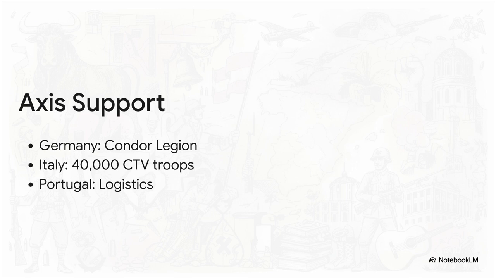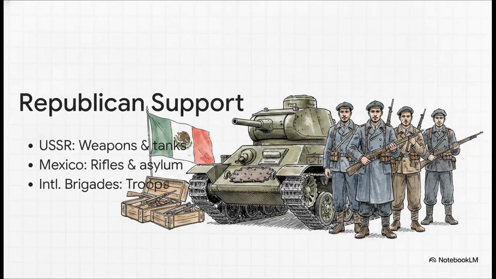Benito Mussolini's fascist Italy dispatched a massive force, the Corpo Truppa Volontarie, totaling up to 40,000 troops, aiming to expand Italian influence across the Mediterranean. On top of that, Portugal's dictatorship offered crucial logistical access through its ports and borders, along with dedicated volunteers. Meanwhile, on the Republican side, vital military aid came from the Soviet Union, which provided massive shipments of weapons and tanks that ended up being decisive in the defense of Madrid.